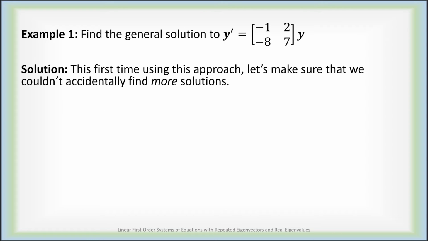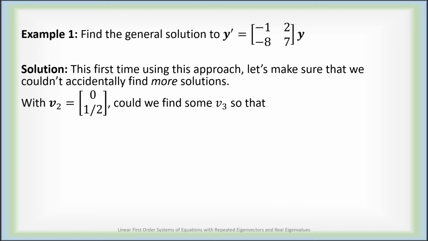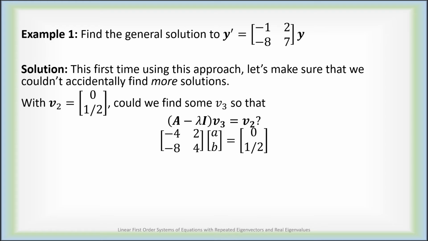Now, since this is the first time we're doing this, let's make sure that we can't accidentally find even more solutions. So let's suppose we've found this generalized eigenvector. Can we extend the backwards generated Jordan chain one step further? In other words, is there a v3 so that (A minus lambda I) v3 is equal to v2? Well, again lambda is 3, so we take 3 off the diagonal, and here's our new matrix. Here's our unknown, and here was the v2 we were hoping to get out.